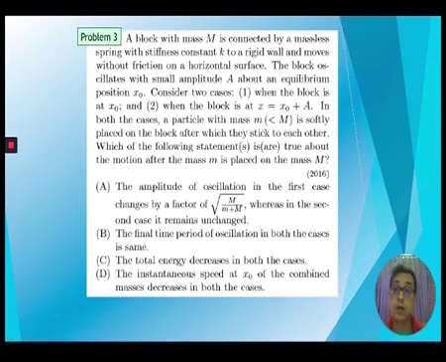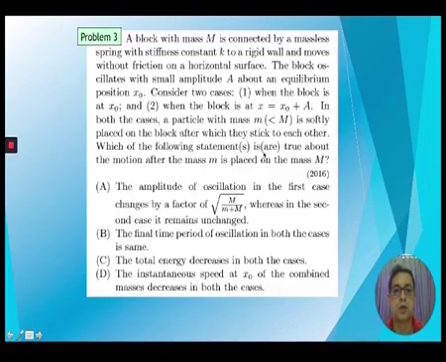It says that a block with mass capital M is connected by a massless spring with stiffness constant K to a rigid wall and moves without friction on a horizontal surface. The block oscillates with small amplitude A about an equilibrium position x0. You are asked to consider two cases. Case 1 is when the block is at x0, that is the equilibrium position, and case 2 is when the block is at x0 plus a, where a is the amplitude. In both the cases, a particle with mass small m is softly placed on the block, after which they stick to each other.